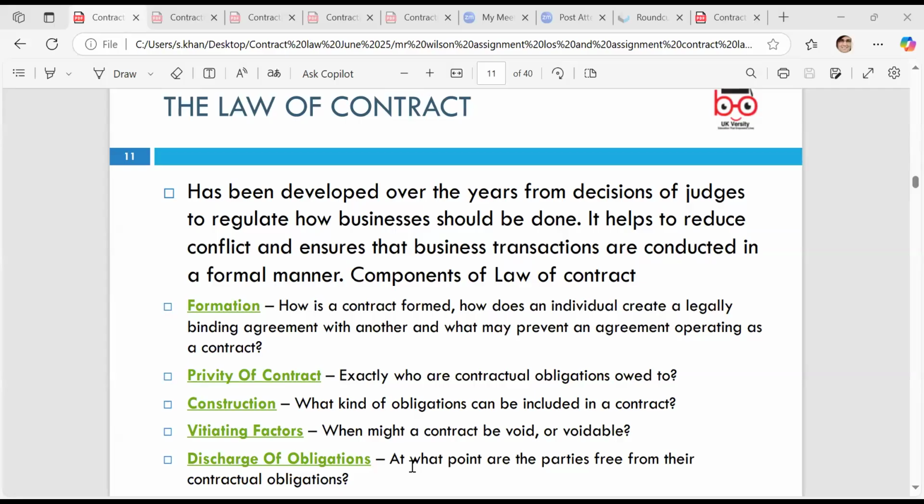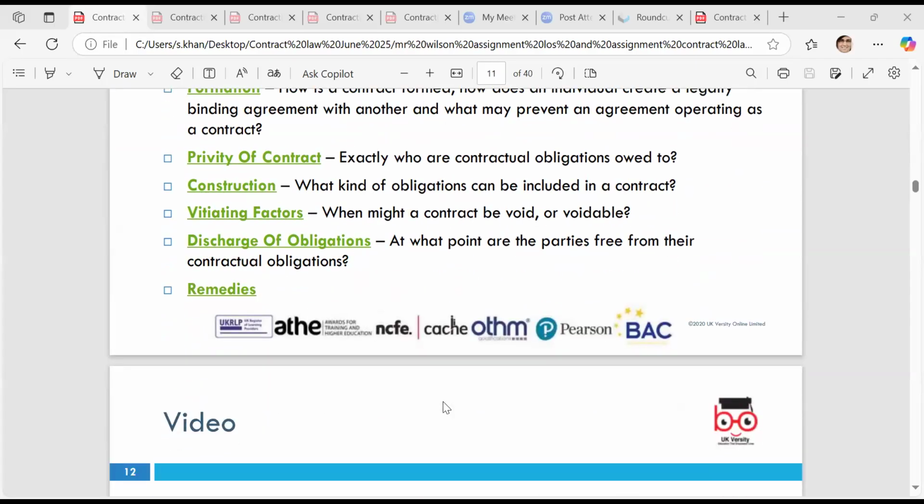You said, why is it important to make sure it's done properly? Well, I would assume it's important in cases where there's a breach or any sort of conflict. Yes. And if there's a conflict, there have to be vitiating factors, whether the contract is void or not. Then you've got discharge of obligations: at what point are they free from contractual obligations? And then remedies as well.